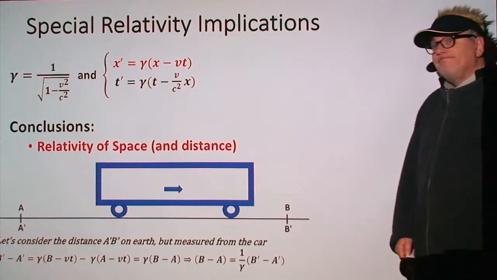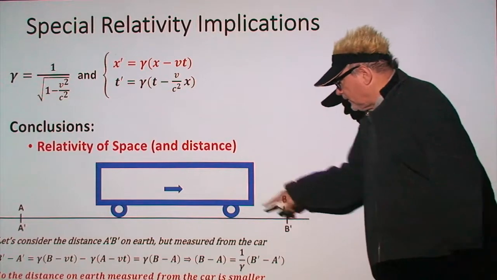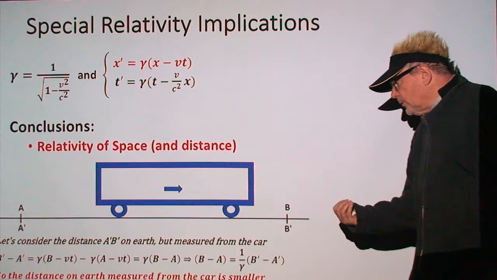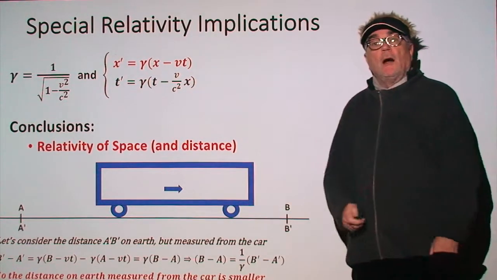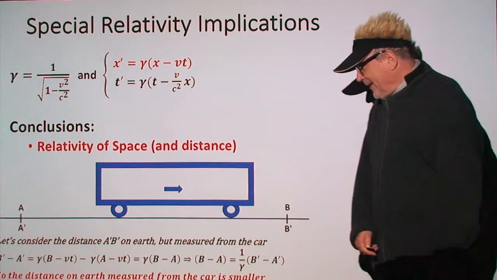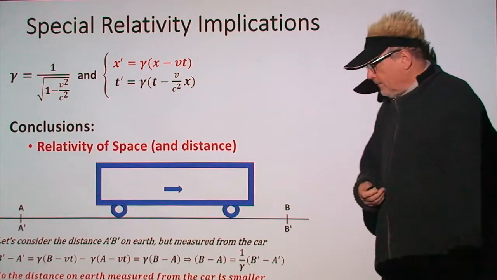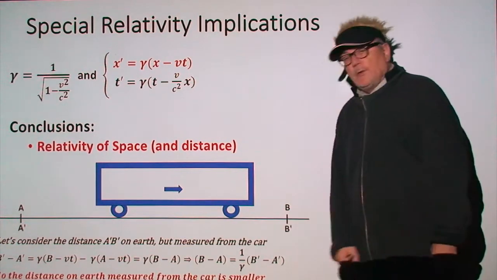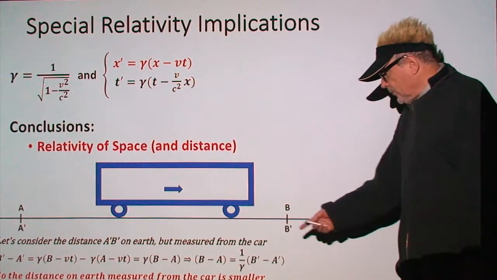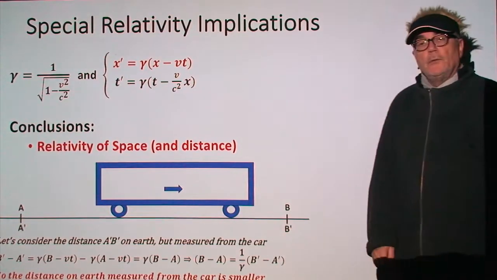And what that says is that the distance of these two points, which are fixed on Earth, looks smaller when you look at them from the car, from the moving frame of reference here. The factor by which they look smaller is 1 over gamma. Gamma is always greater than 1. Therefore, the distance viewed by the car is always smaller than the distance viewed from Earth.